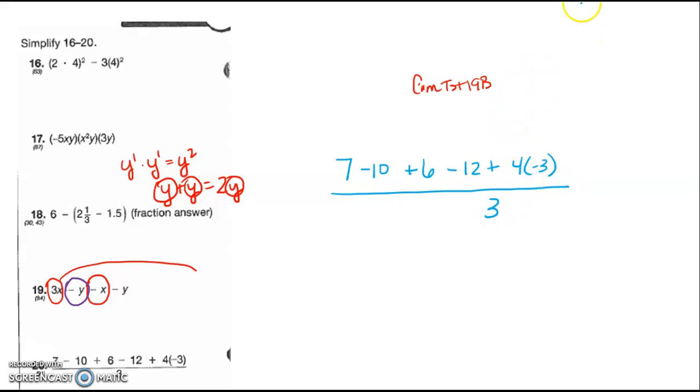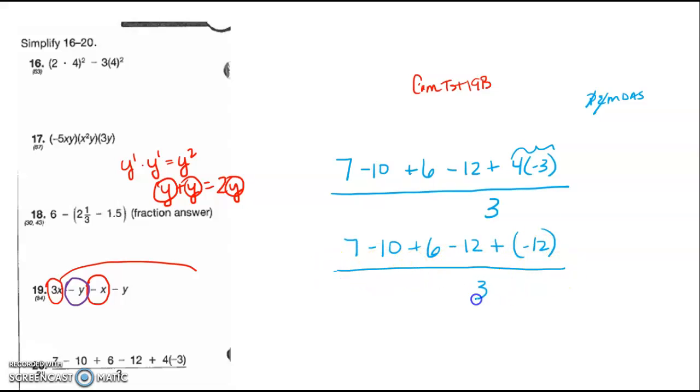Okay, so the first thing I'm going to have to do per PEMDAS, I don't really have any parentheses or exponents, but I do have multiplication, so I need to do this first. So I'm going to write all of this down and multiply that. So I have 7 minus 10 plus 6 minus 12 plus 4 times negative 3. It's a positive times a negative, so that's negative 12. All of this is over 3.